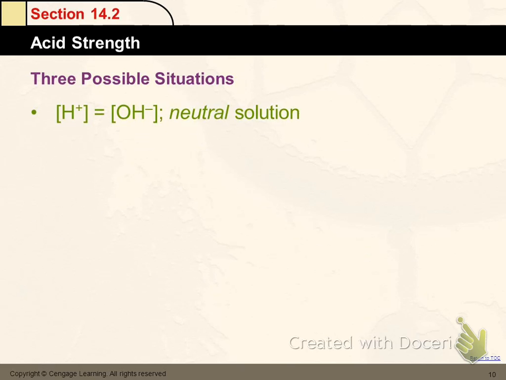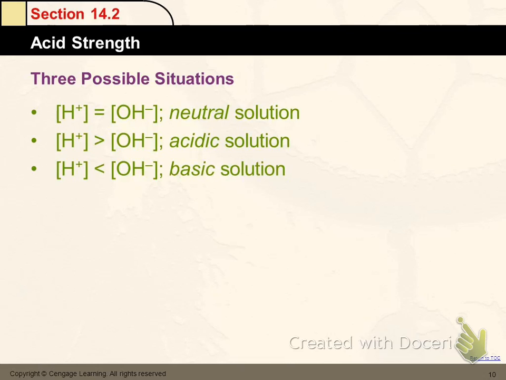Now, a couple of situations, and I believe some of these are very self-explanatory, so I'll brush over them very quickly. If I have a concentration of hydrogen ions that is equal to that of hydroxide ions, I'm dealing with a neutral solution. Whereas if I have more hydrogen ions than hydroxide ions, I have an acidic solution, and vice versa. More hydroxide, then I'd have a basic solution.